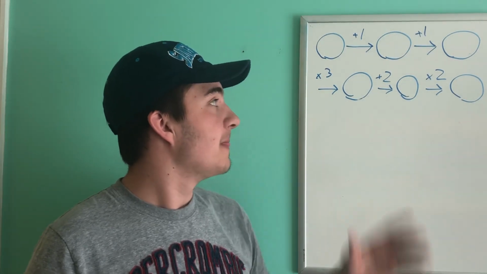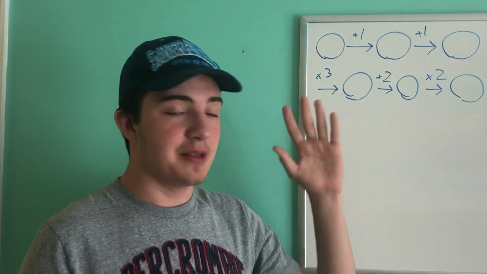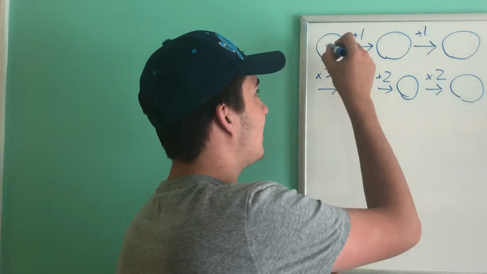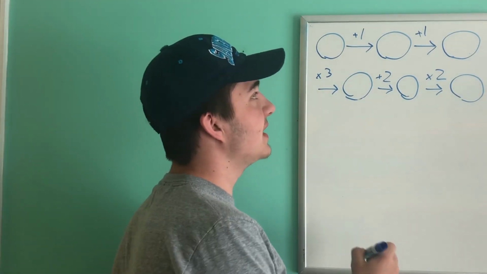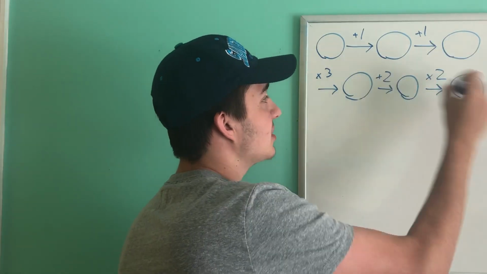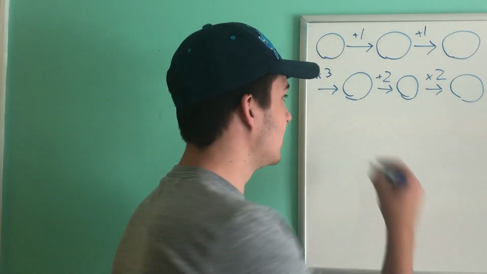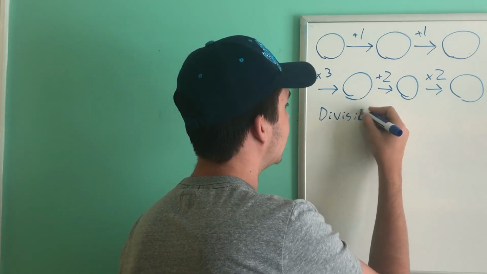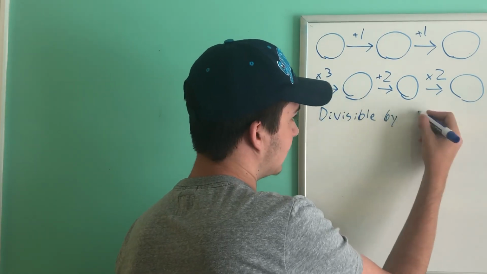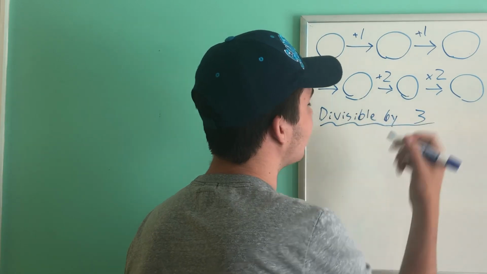Okay, so we have 6 boxes, and the premise of the question is you start with a number here. You just put any number there. And the question itself is, how many of these 6 numbers will be divisible by 3, right? So, divisible by 3. That's what we're trying to find, how many of the numbers.